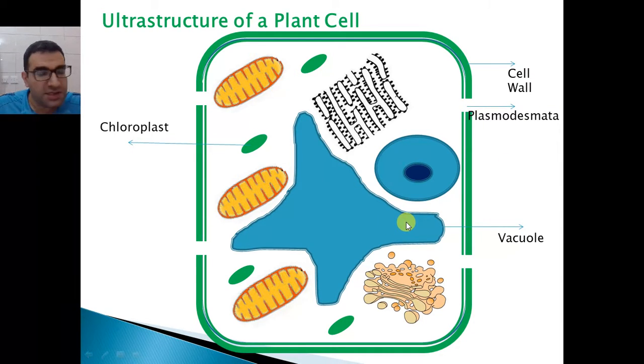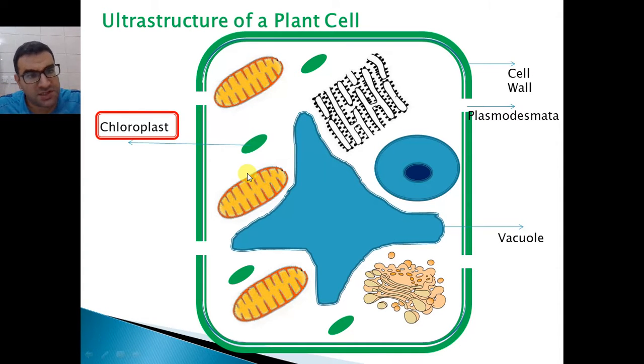We have the vacuole here, the large vacuole, although we have small temporary vacuoles in the animal cells. However, the vacuoles of the plant cells are large and permanent. And also we have the chloroplast. Okay, now, those are the major structures that we will focus on when talking about the ultrastructure of a plant cell. Let's start with the chloroplast.